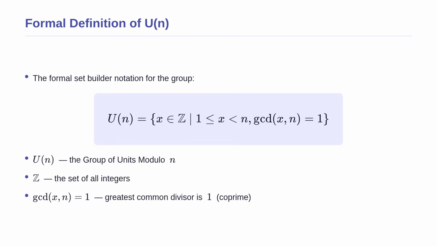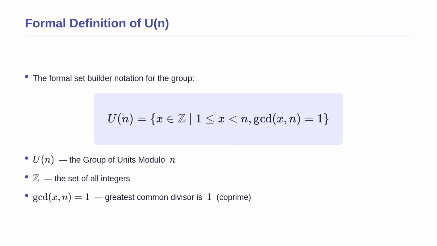Now that we understand the rules conceptually, let us look at how mathematicians write this formally. This formula defines our group using set builder notation. The capital U of n represents the group of units modulo n. Inside the curly braces, we see x in Z, which means our elements x must belong to the set of all integers. The vertical bar means such that.